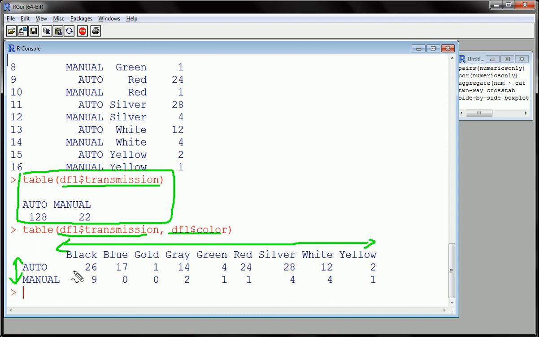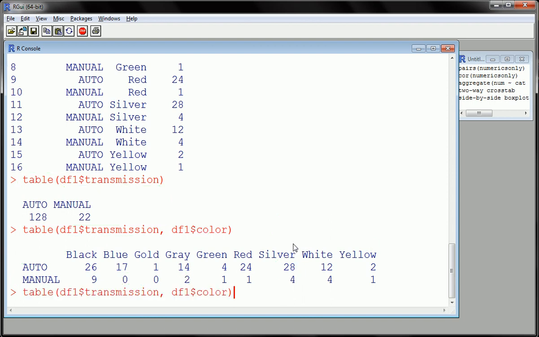Okay, so I can see at any intersection, like for example, manual gray cars, there were only two. Manual blue cars, zero. Silver automatic cars, 28. Silver manual cars, 24. Total silver cars, 32. Right? I could kind of see that that's obvious. Okay, so this is a two-way cross-tabulated table.